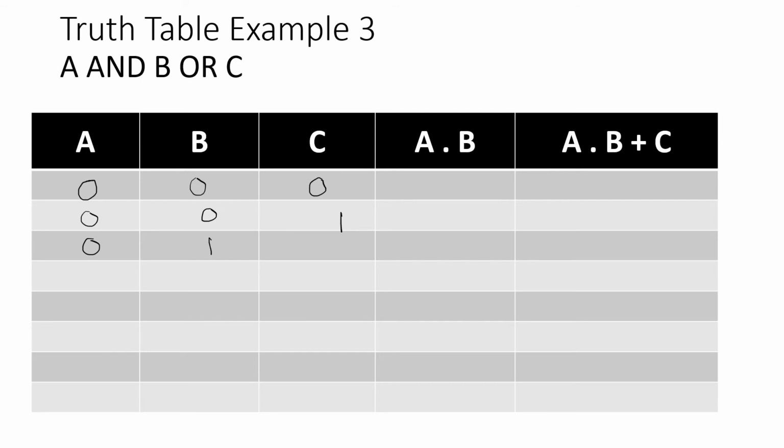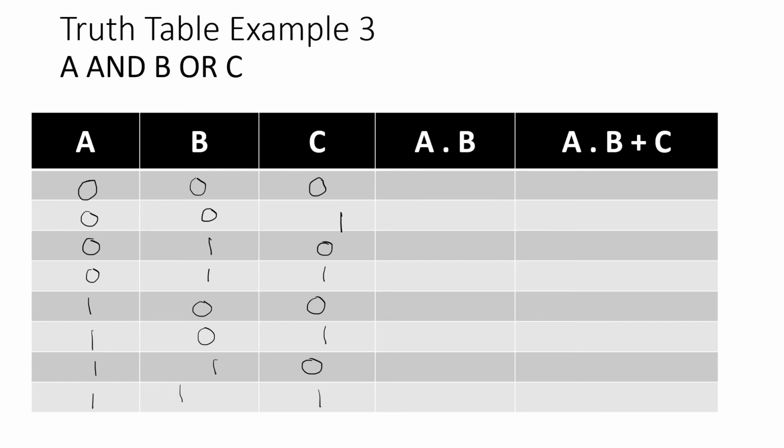0, 1, 0, 0, 1, 1, then 1, 0, 0, 1, 0, 1, 1, 1, 0, and 1, 1, 1. Sorry, my columns are a little bit messy, but you get the idea.